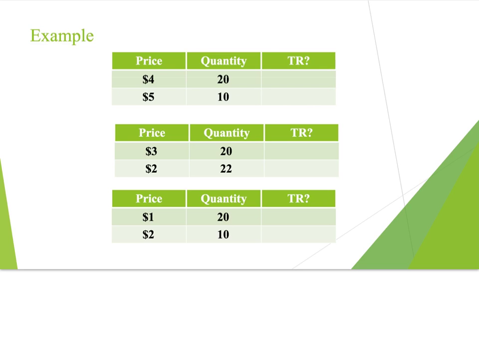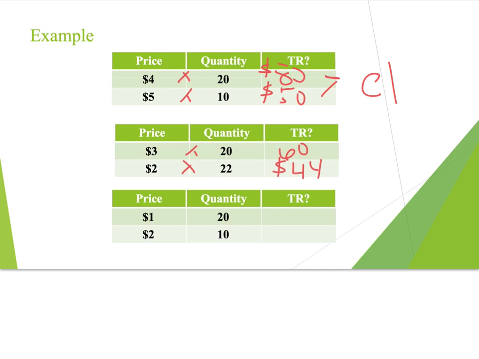So if we use this as a model to try to figure out which one is elastic, inelastic, or unit elastic. Total revenue is price times quantity, so 4 times 20 is 80, and 5 times 10 is 50. So when I raise the price from $4 to $5, I end up making less money because revenue falls from 80 to 50. So when I raised the price, I made less total revenue. This is elastic.